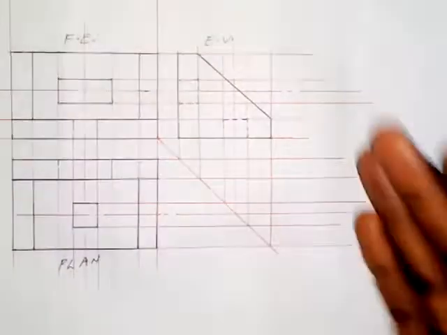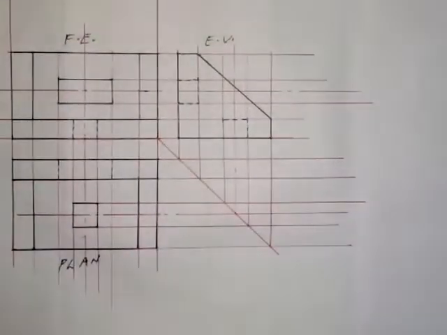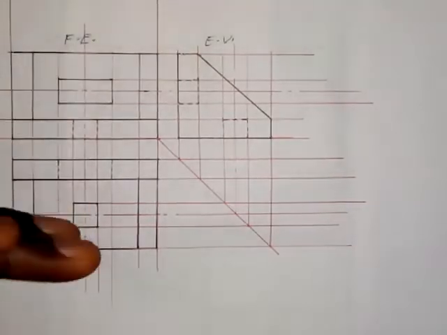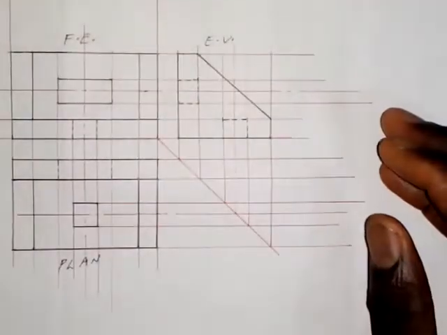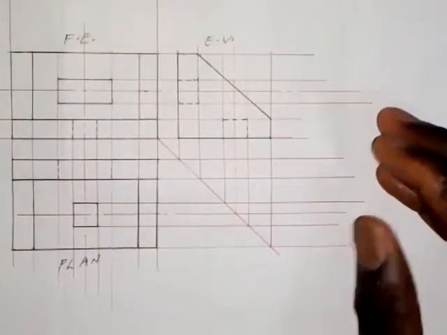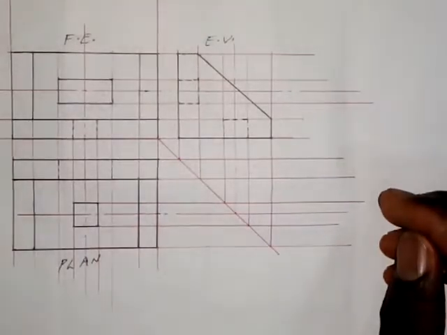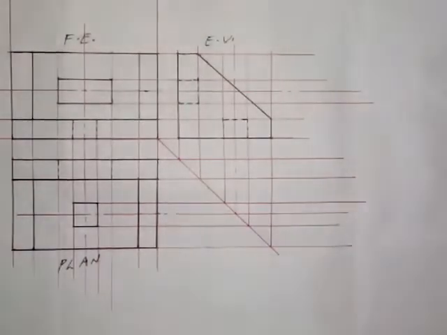All right, with what I've done here, I believe you can see how the views look. This is the front elevation, this is the plan, and this is the end view, as we were instructed to produce the orthographic views of the object. Very simple. All you need to do is practice, and when you practice, you will definitely master it.